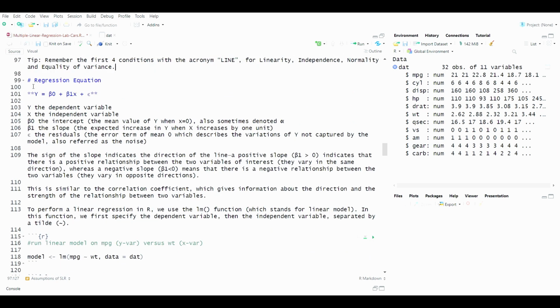Scroll down to the regression equation. The regression equation can be written as y is equal to beta 0 plus beta 1 x plus an error term. Y is the dependent variable, X is the independent variable, beta 0 is the intercept, which is the mean value of Y when X equals 0, also sometimes denoted as alpha.